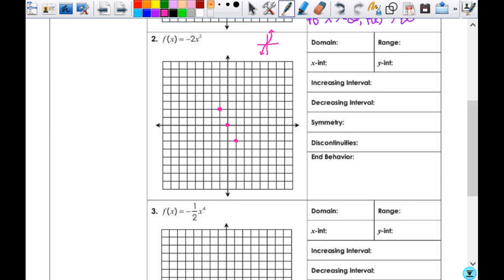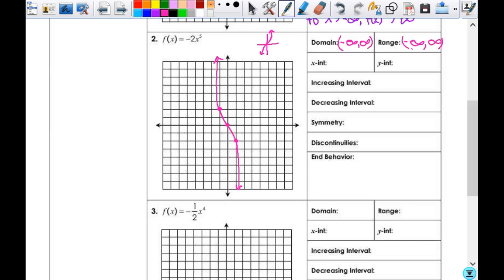Then when I go to 2, 2 to the 5th power, is that a pretty big number? And then you got to double it. Is it going to be on my graph? No. So we just know it's going to be skinny, and it looks something like this, with arrows. My domain, negative infinity to infinity, right? What's the range here? Negative infinity to infinity.